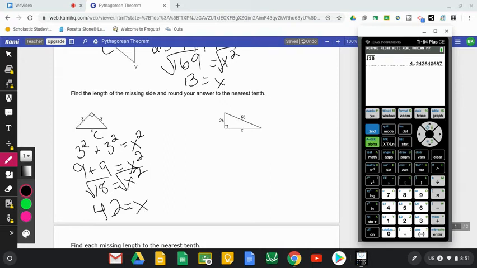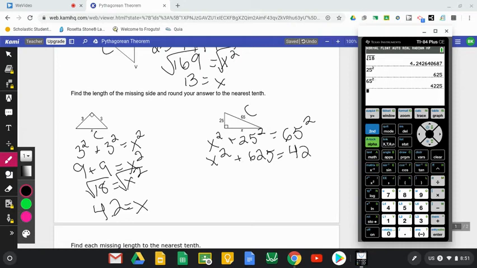All right, next one. Again, I find my C. What's my C this time? This time, my C is the 65. So let's see what happens. X squared plus 25 squared equals 65 squared. X squared is still x squared. 25 squared is 625. 65 squared is 4225. Now, how do I get this x squared alone?